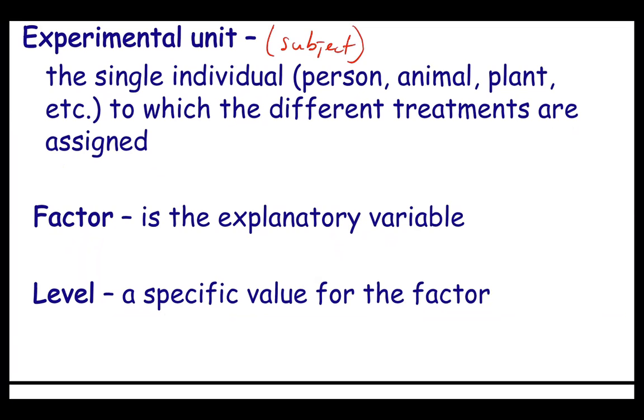Okay. A level is a specific value. Sometimes when you're given a new pill, we're going to give this group 10 milligrams, this group 20 milligrams, this group 30 milligrams, and this group the dummy pill, the placebo. So if there are levels, that's what it's called. It's a specific value of the factor. Sometimes they just say we're going to give everyone 10 milligrams. Sometimes they want to break it up.